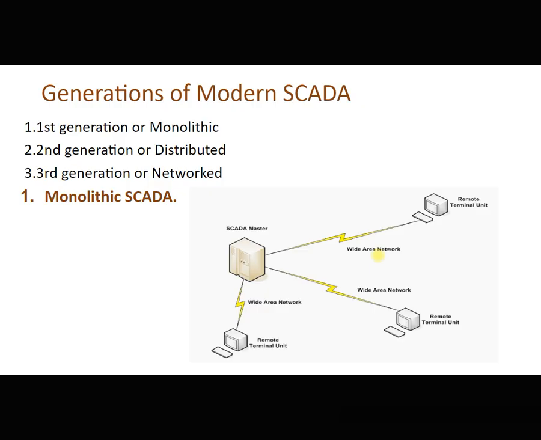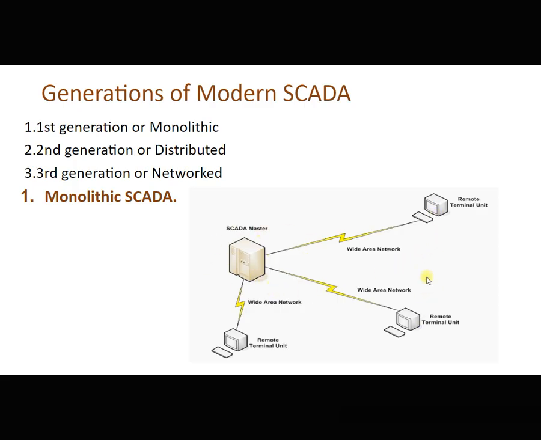You can see here, monolithic SCADA means you have only one SCADA master connected to multiple controllers. These are remote terminal units, which are in the sense controllers also, connected to various field devices. This is the source of the data we get from the field, connected to your SCADA master through the WAN. For the WAN you can use fiber optics, or go with satellite communication. Only one SCADA master will be there.